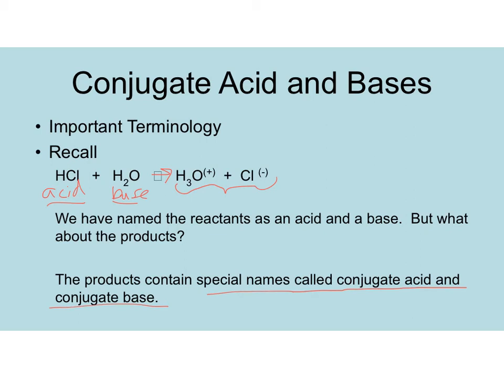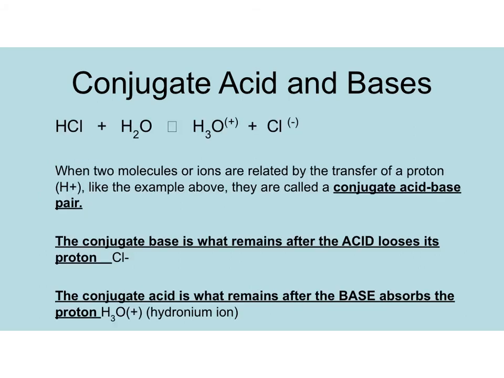We have to use this word conjugate to indicate that it is the product side of an acid and base reaction. So which one's the conjugate acid and which one's the conjugate base? Well, we're going to go through it right here. So here's our reaction again. I'm just going to write out, this is my acid, and this is my base. And we want to figure out, what's this thing called and what's this thing called?